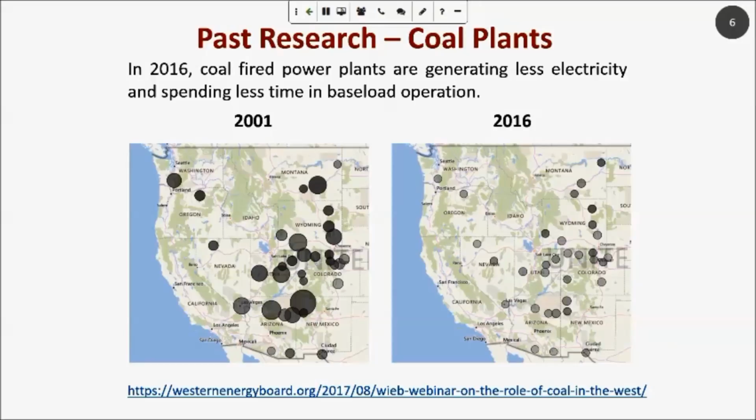Each black dot on these maps represents a coal-fired power plant. On the left, we depict 2001, and on the right, 2016. The size of each dot represents the amount of electricity generated at the plant, and the darkness increases with the amount of time each plant was operating in a baseload pattern. For clarification, a baseload pattern means that the plant was consistently operating at or near its maximum capacity. We can see that in 2001 we have large dark circles, and in 2016 we have smaller lighter circles. If you're interested in hearing more about the work and how we came to these results, please follow the link on this slide to view that webinar from last summer.